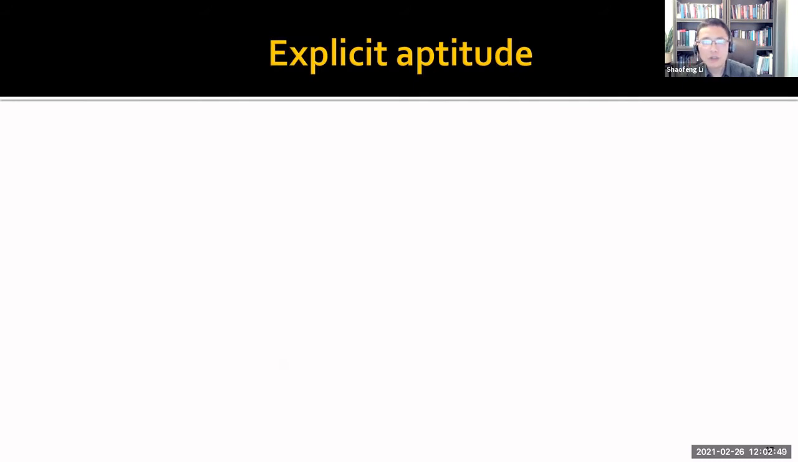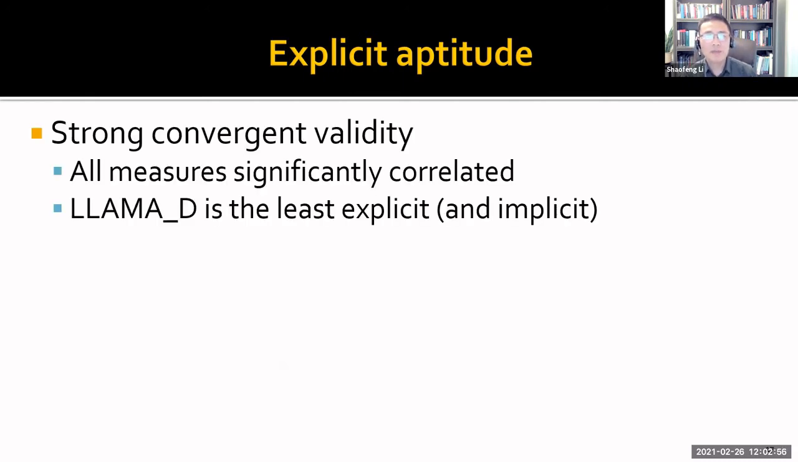I'd like to talk a little bit about the validity of explicit aptitude. So in this study, explicit aptitude showed strong convergent validity. All measures of explicit aptitude converged on the same factor, and lemma D also loaded on the factor of explicit aptitude. However, the factor loading of lemma D was the lowest among the 4 tests that loaded on the same factor.